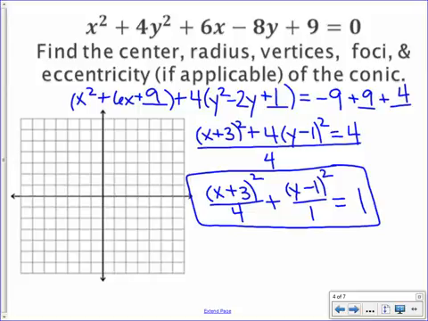Okay, Maddie, which one's the biggest denominator? Okay, 4 is bigger than 1. And since the 4 is underneath the x, we know that this is a horizontal ellipse. All right? Now let's identify some things. Sarah, what is our center?